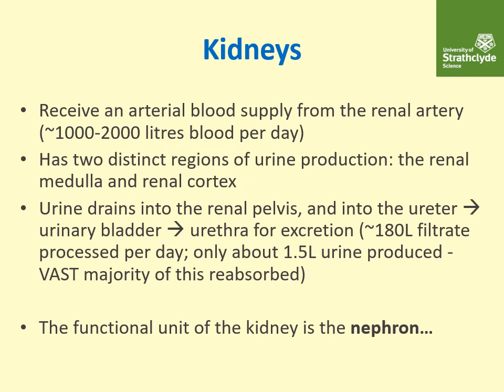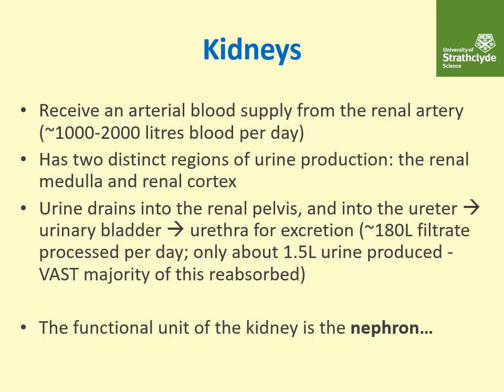Now, we're talking about the blood supply to the kidneys. They receive an arterial blood supply from the renal artery, and in one day, your kidneys receive about 1,000 to 2,000 litres of blood. It's a huge amount of blood going to the kidney. About 20% or so, I think, of the cardiac output goes directly to the kidneys.